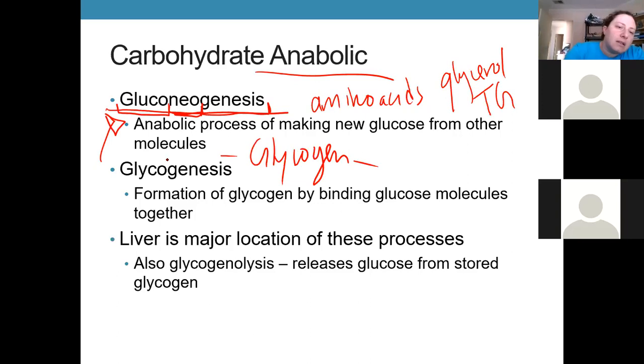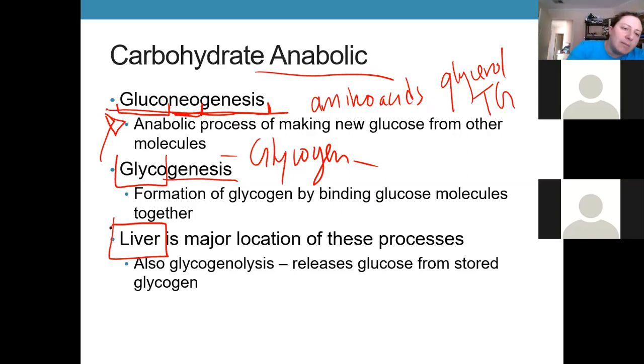Glycogenesis, glyco, is forming glycogen from glucose. So when we have excess glucose, we can store it like that. Now, both of these happen a bunch in the liver because when it comes to making new glucose, the liver is going to be the major location of that process. And glycogenesis is also something the liver does a lot because it stores a lot. Our muscles do that as well because they tend to keep a certain amount of glycogen stored for future activity.